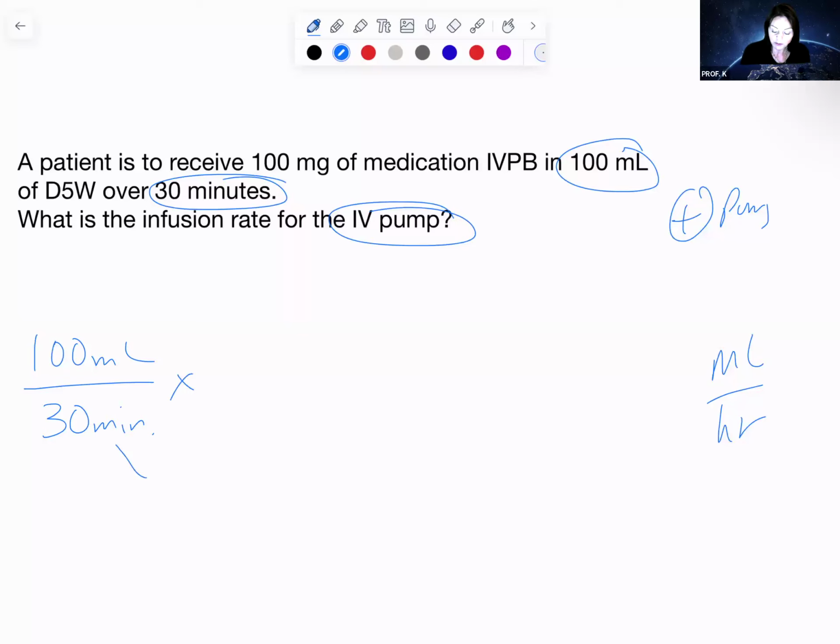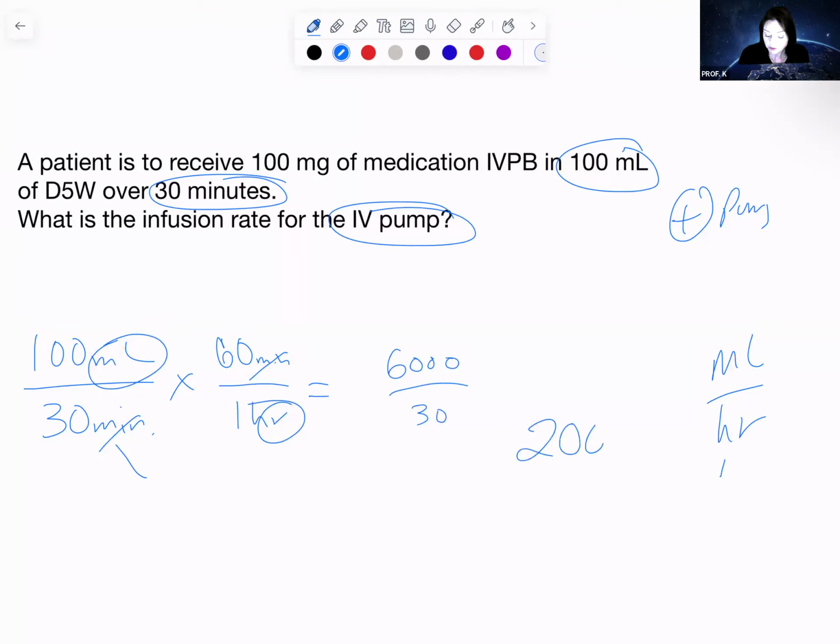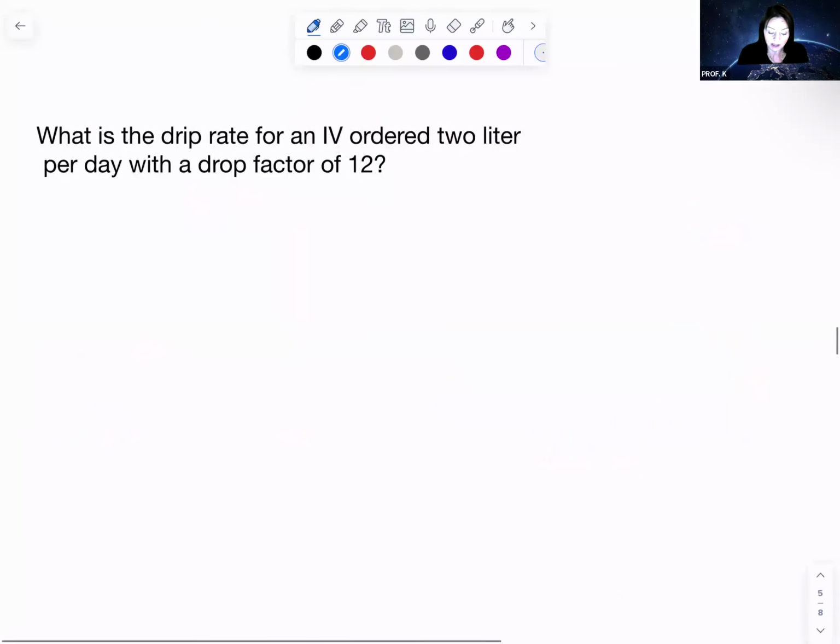So change minutes to hours. Okay, 60 minutes is 1 hour. Now it's just math, milliliters an hour. So 100 times 60 is 6,000. And 30 times 1 is 30. And when I divide that into each other, it will be 200 milliliters an hour is what I'm going to set my pump at to give my medication.